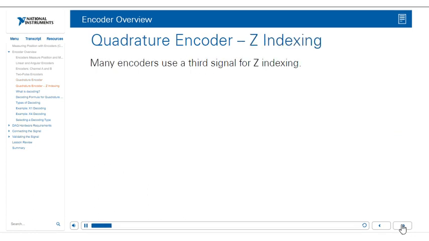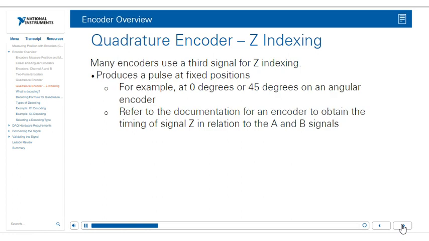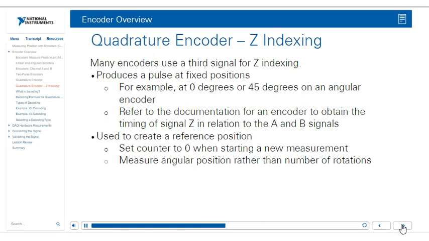Many encoders use a third signal for Z indexing. This signal produces a pulse at fixed positions, for example, at 0 degrees or 45 degrees on an angular encoder. This is used to create a reference position for your application, so that, for example, you can set your counter to 0 when you're starting a new measurement, or so you can measure your angular position rather than the number of rotations you've gone through.